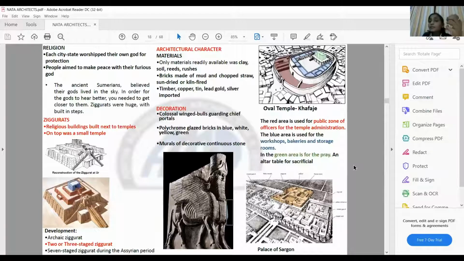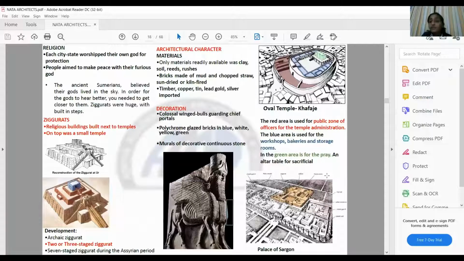This is one such example where they have divided it into a public zone, marked in red. You can observe that it was mainly for administrative purposes and offices. And then you have the blue zone, mainly like a shopping center, having storage rooms and other workshop areas. And then the green part is the temple, which is located on top. And they not only had temples, they also had palaces.